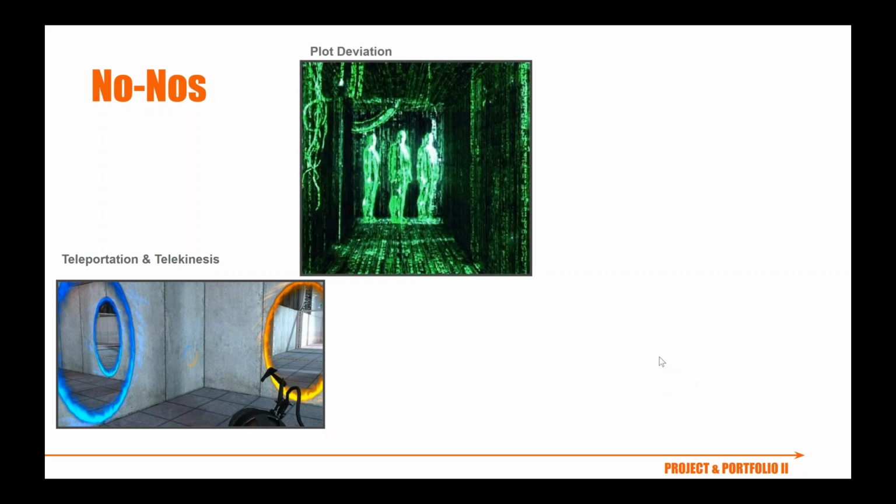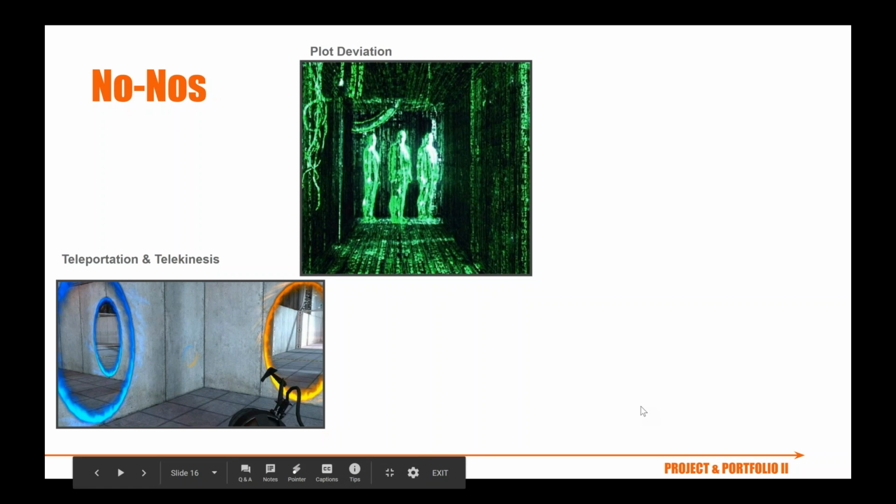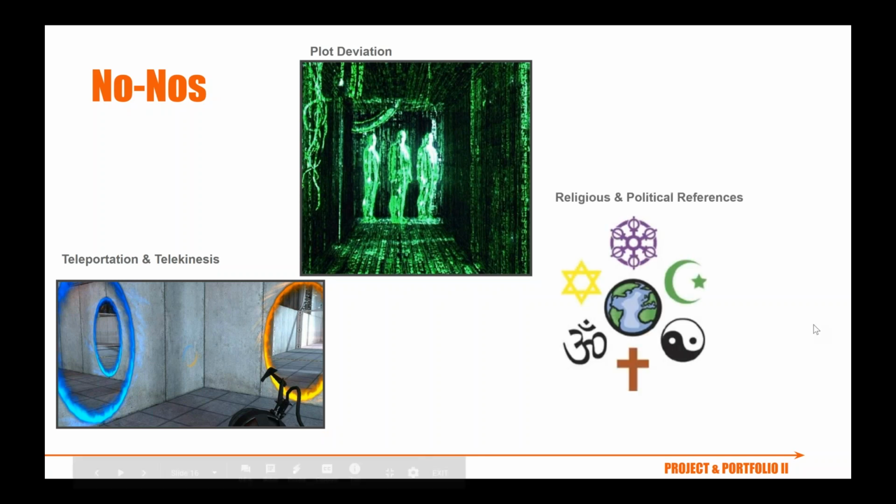Plot deviation, so things like the Terminator with robots running around everywhere, or the Matrix. Try to stick to the main plot in Scraps, which you can find in the Creative Vision. And then please stay away from any political and religious references, at least real world. You can do things like made up doomsday cults, but stay away from actual real world references.